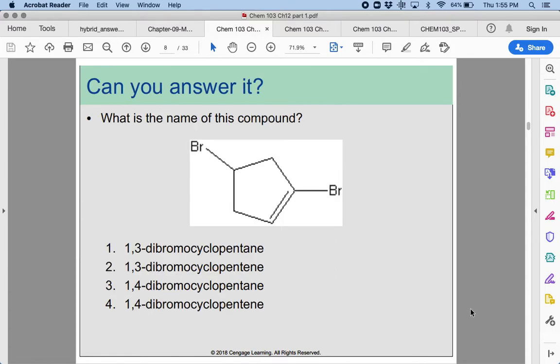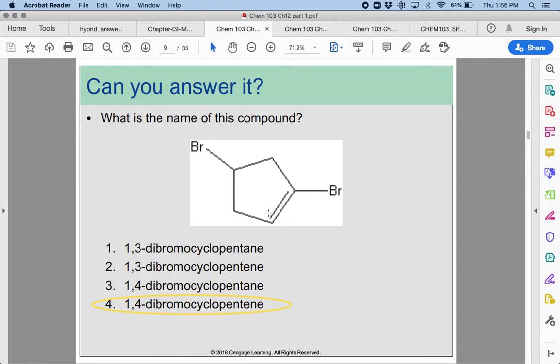Same things can occur with a cyclical compound. So I want to give you a moment to try and name this cyclical alkene. 1,4-dibromocyclopentene. So we look and we see we have a 5-membered ring, which would be a cyclopentane, but there's a double bond in it. So we now have cyclopentene.